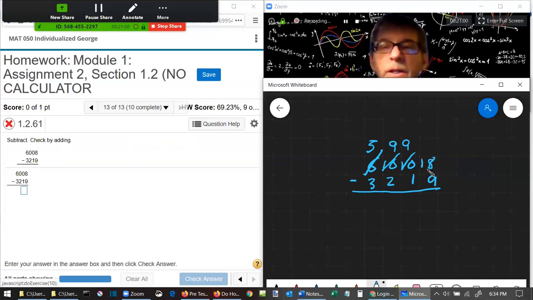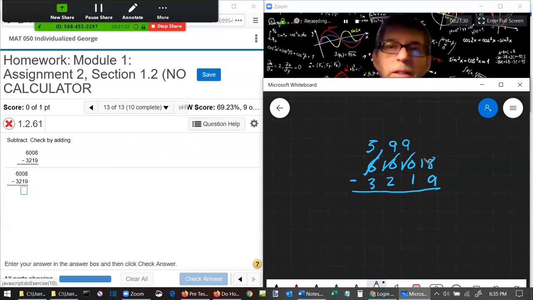So the key for this kind of a problem is to borrow by going to the left as needed until you hit a non-zero digit. But then when you start going backwards to the right, you go back one number at a time. Don't jump from the 6 all the way to the 8. Go back and distribute the 1 as you go from left to right.